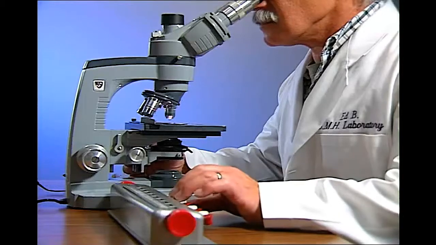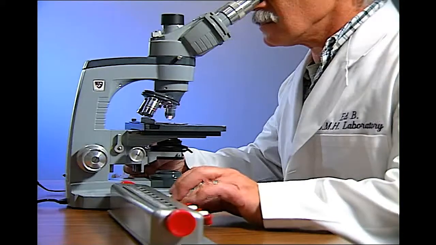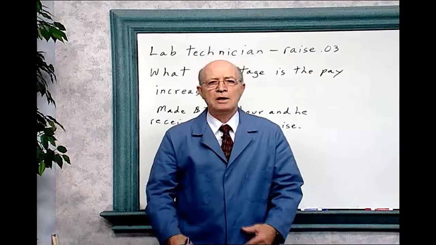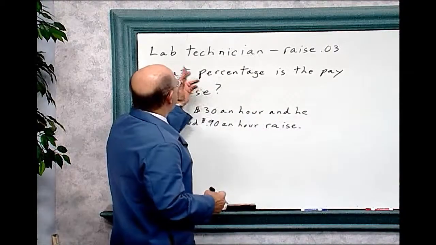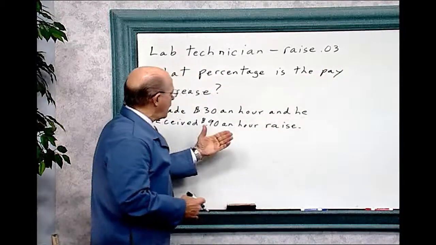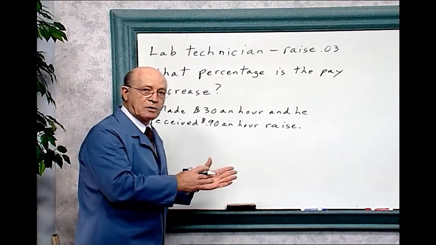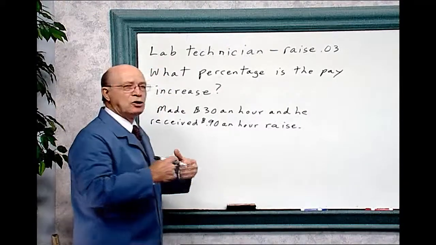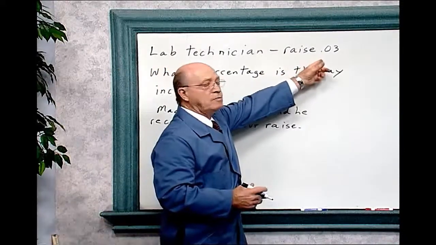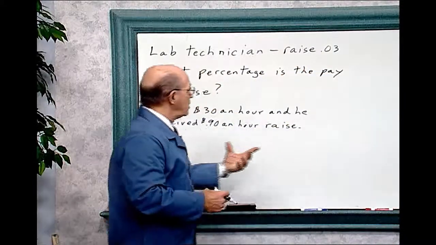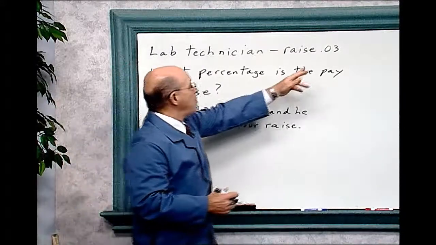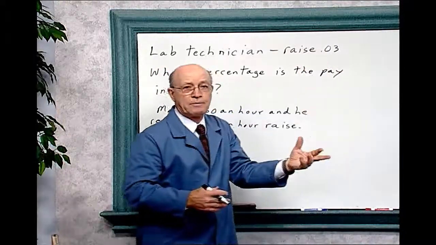The lab technician figured his raise came to 0.03. What percentage is his raise? Let's figure it out. The lab technician figured out his raise came to 0.03. And how do you get that? You don't know it now, but later on in the book you'll be figuring out how to do this. I just want to show you the practicality of knowing how to convert a decimal like this into a percentage. He was making $30 an hour and he received a 90 cents an hour raise. And that figures out to 0.03.